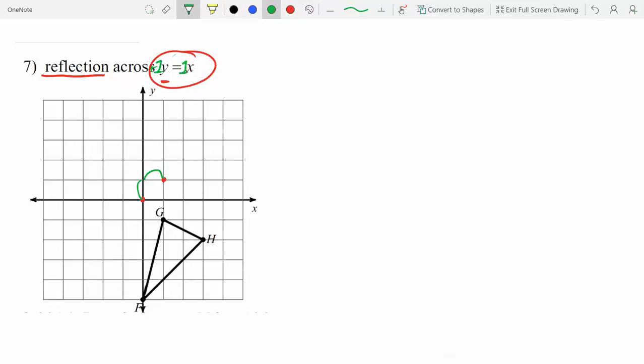So I'm just going to follow those directions, all right? I'm just going to keep on going up 1, over 1, and then plot a point. Up 1, over 1, plot a point. Up 1, over 1, plot a point. All right? And it works in the other direction too.